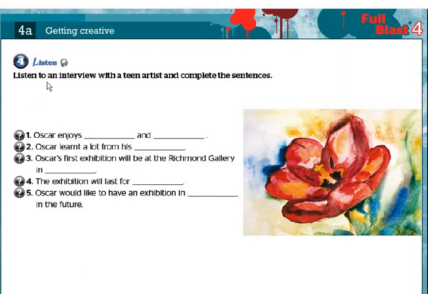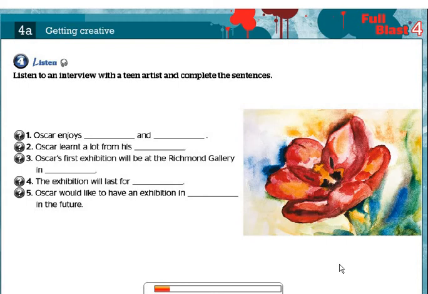Exercise 4. Listen to an interview with the teen artist and complete the sentences.